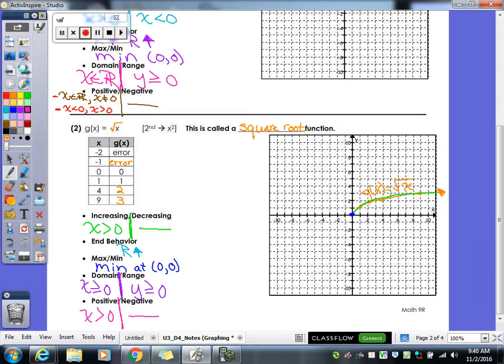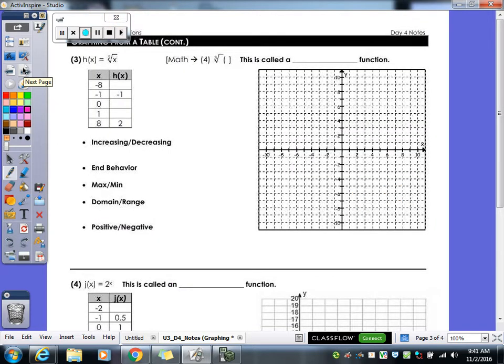All right. Let's try our next one. Now, if you look at the equation, this one looks very similar to our last one. But this one is slightly different. Does anybody know what this one would be called? It's got this little 3 here. Ah, so close. Cube root. This is a cube root function.